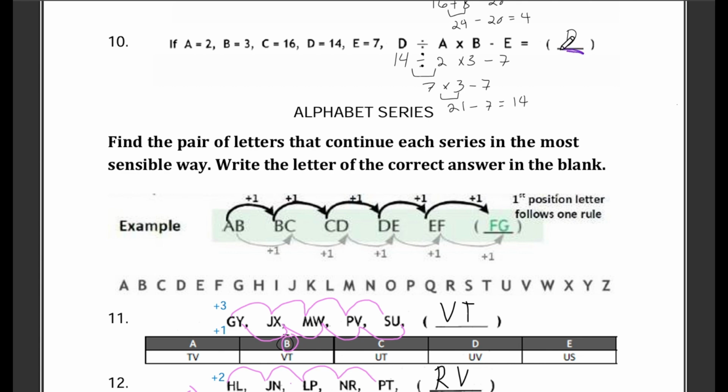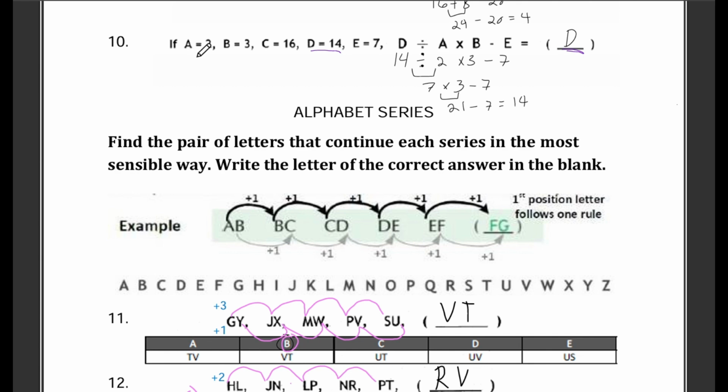Let's begin. We need to divide D by A. D is 14 and A is 2. 14 divided by 2 is 7. Now, we multiply by B. B is 3, so 7 multiplied by 3 is 21. Next, we subtract E. E is 7, so 21 minus 7 is 14. The answer we are looking for is the letter that matches our answer, which is 14. 14 is the value of D, so the answer is D.